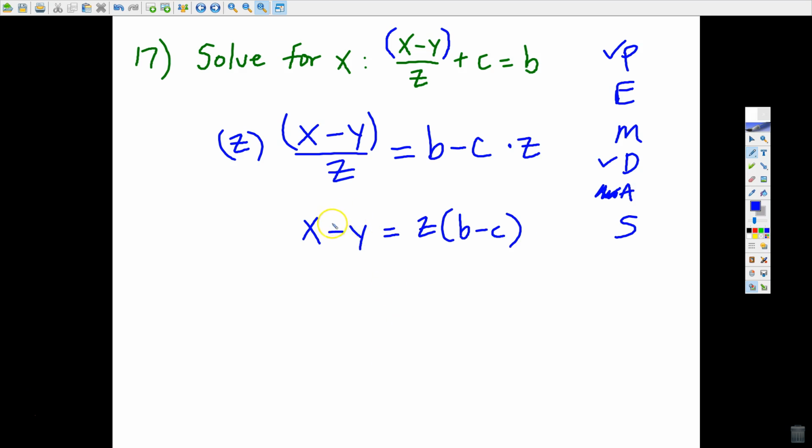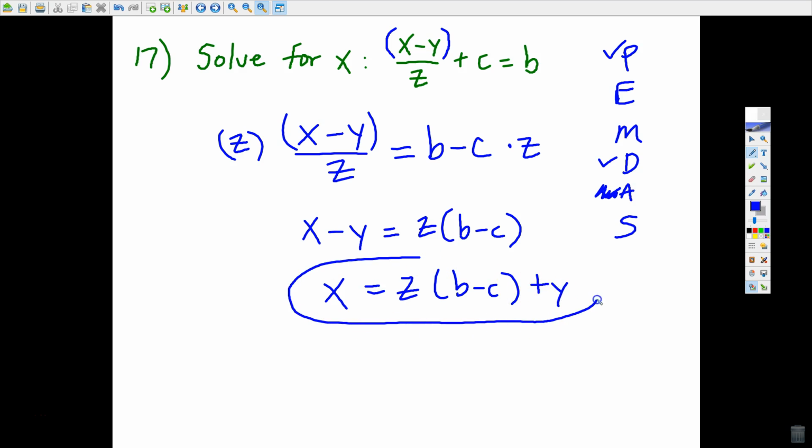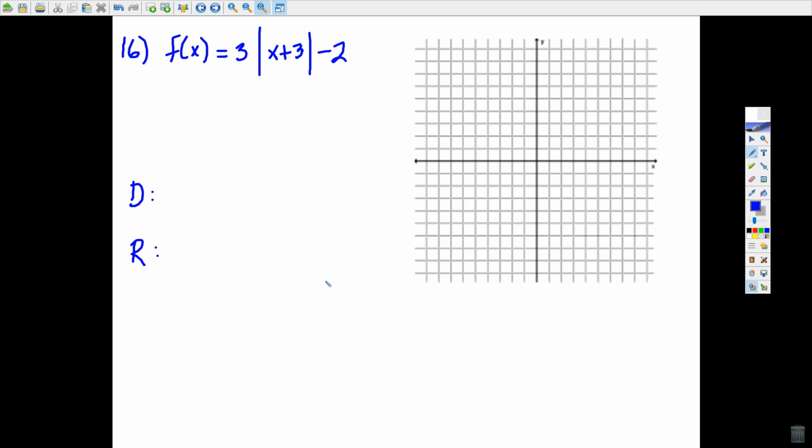All right, and so my final move is, really, I'm going to reassess PEMDAS. The only thing I have left is to undo subtraction, and I do that with addition. And so this ends up being my final answer. But again, I wouldn't take the time to distribute, especially if you're running short on time on the test. You don't have to distribute here, but if you do, it's okay. It won't be wrong. Any questions on 17? All right. 16, graphing absolute value functions.